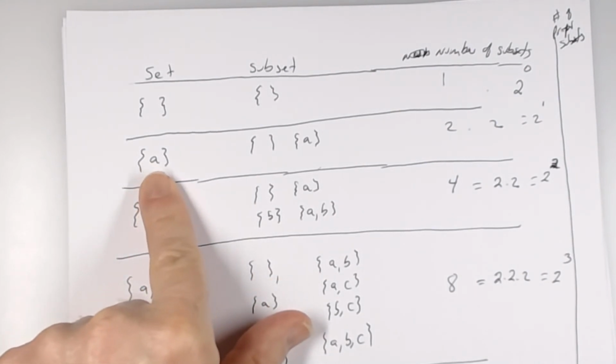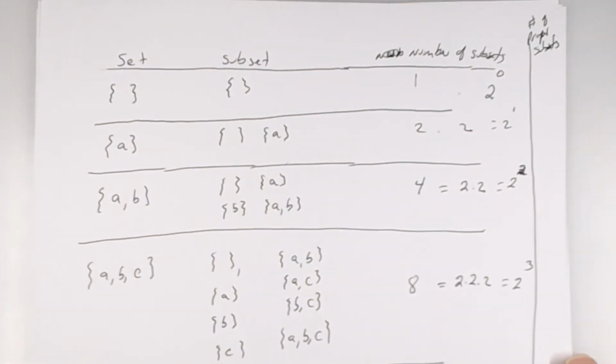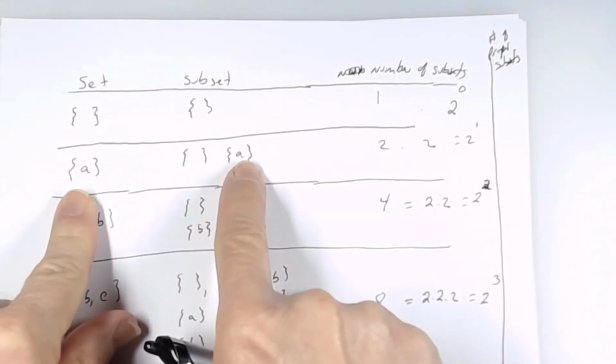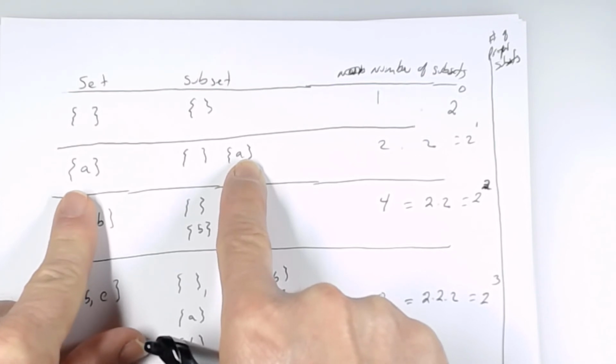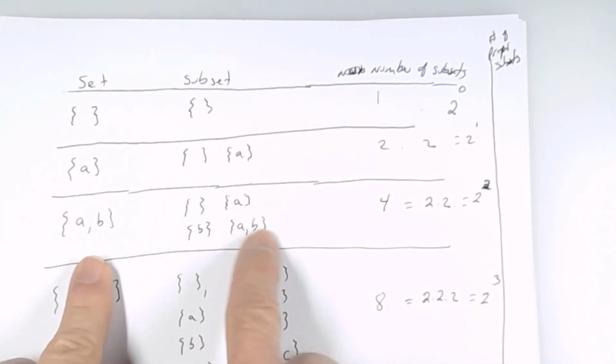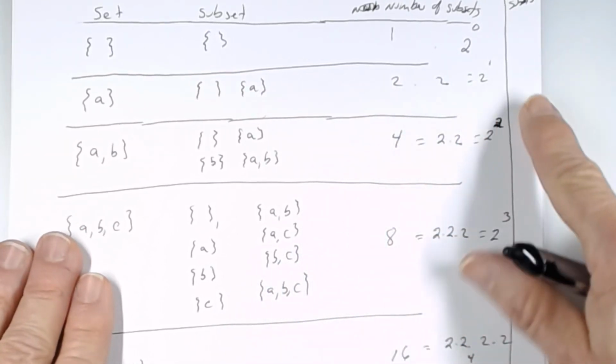Let's go to the set with just A in it. How many subsets were there? 2. How many proper subsets are there? 1. So the formula would be 2 to the power of n minus 1. Because when we do this one, we can't use A, because remember, A cannot be a proper subset of itself. Over here, we can't use which one? AB. Over here, we can't use which one? ABC.